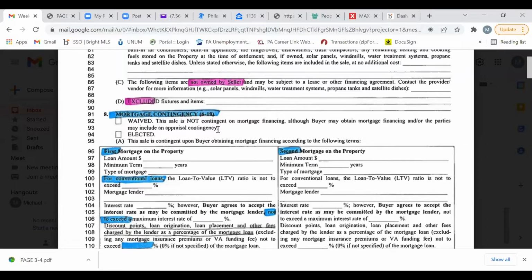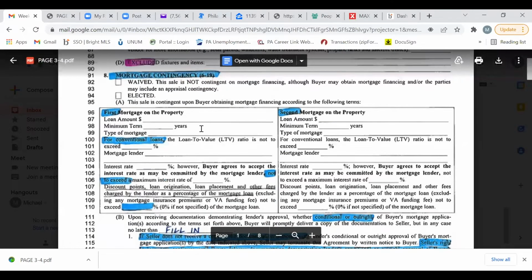And you have 2 boxes to elect. You can waive, and if you waive, everything thereafter doesn't matter. Okay. So waived, this sale is not contingent on mortgage financing, although buyer may obtain mortgage financing and the parties may include an appraisal contingency. So just because somebody check marks that and you're the listing agent and you tell your seller this is a cash deal, that's not accurate. They can still get financing if they want. It's just not contingent on it. If they can't come up to the settlement table without the money, they are in default. Okay.